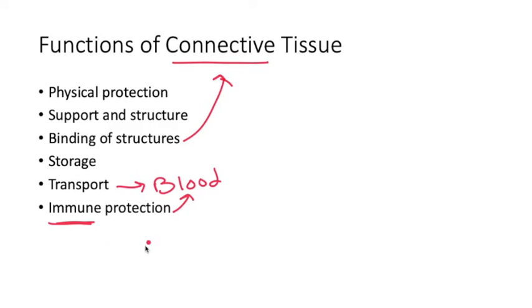And so connective tissue provides like a passageway, a pathway, some way for the immune cells to get to where they're needed.